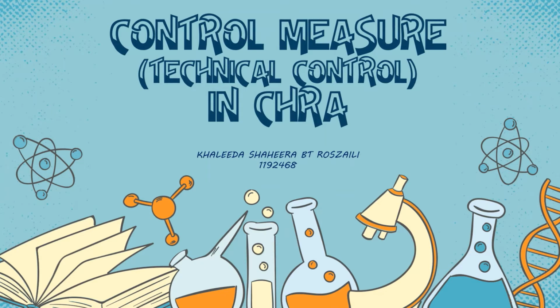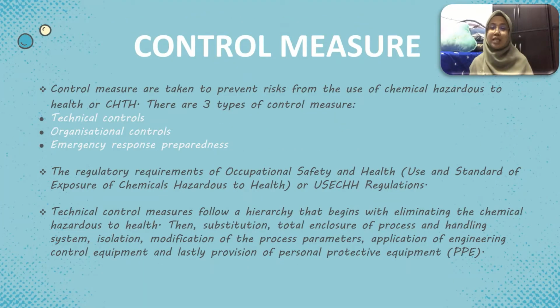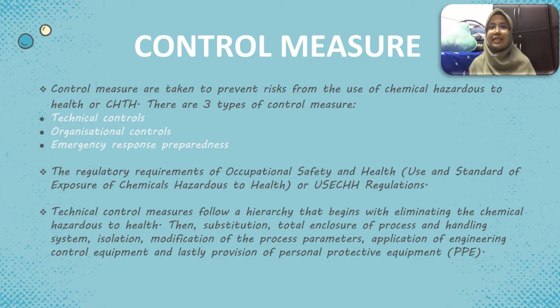Today I want to share about the control measures, specifically technical control, in CHRA. Okay, what is a control measure? Control measures are taken to prevent risk from the use of chemicals hazardous to health, or CHTH. There are three types of control measure. First, technical controls, organizational controls, and emergency response preparedness.